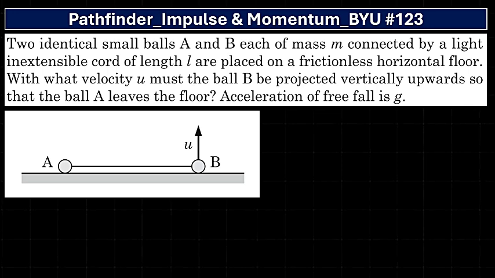Let's see this very good question of Pathfinder from methods of impulse and momentum. The question states: two identical small balls A and B, each of mass m, connected by a light inextensible cord of length L, are placed on a frictionless horizontal floor. With what velocity u must the ball B be projected vertically upwards so that the ball A leaves the floor? Acceleration of free fall is g.